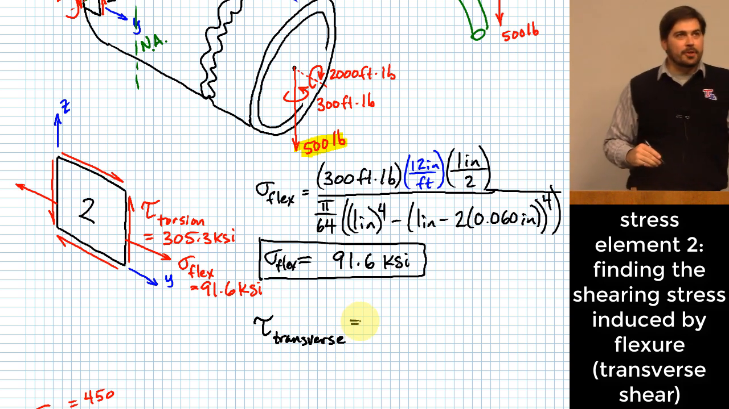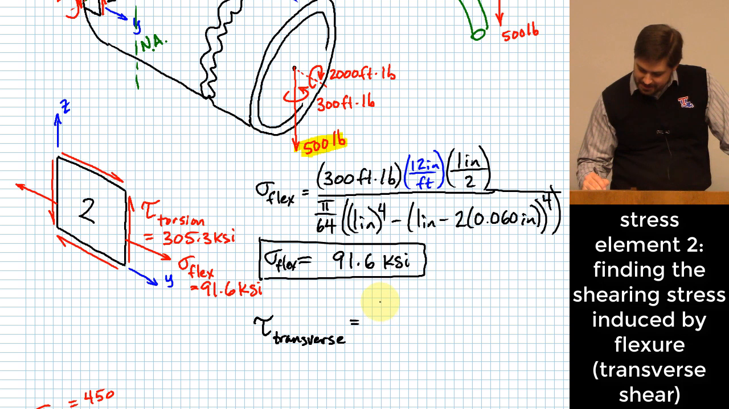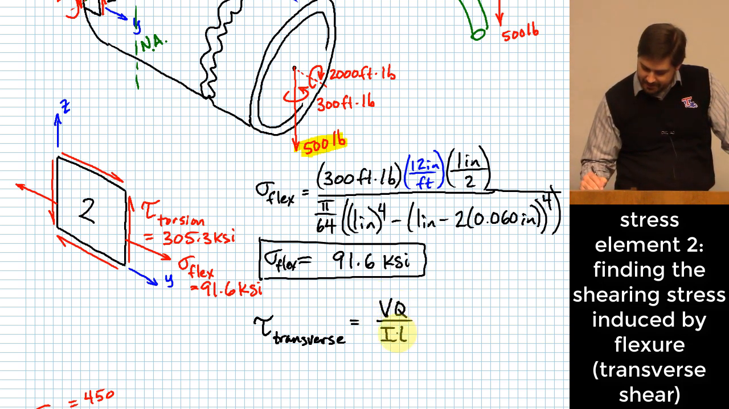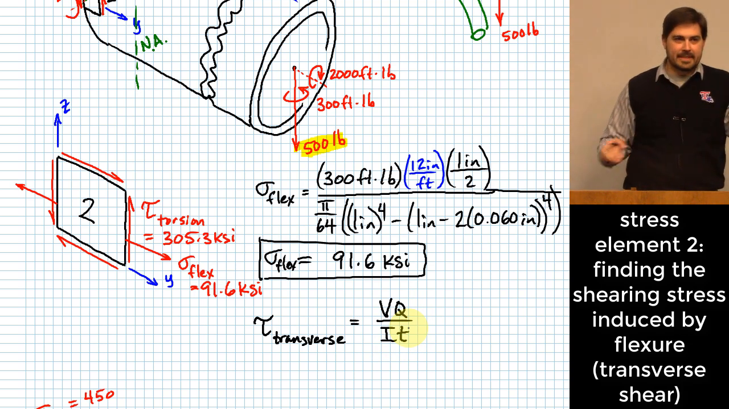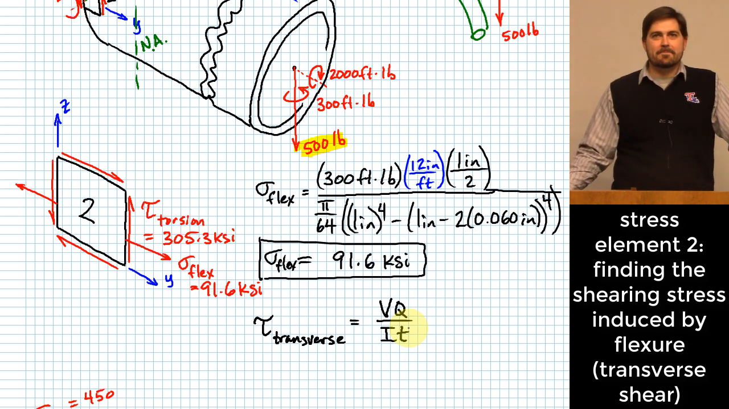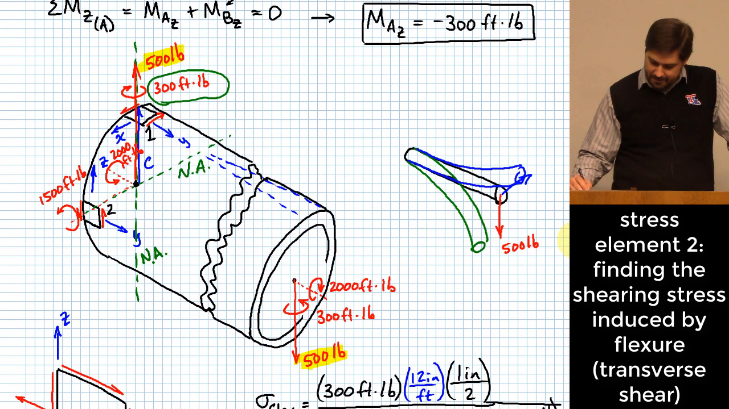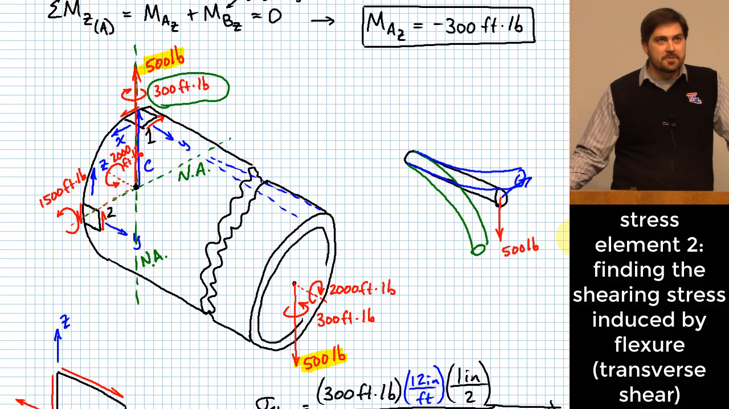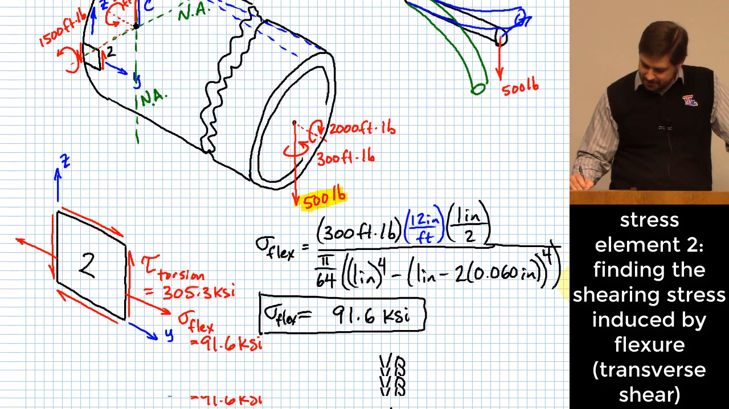Okay. The formula for it was, you probably remember seeing something like this, VQ over IT. Anyone remember something like that? Okay. And most everything in this formula is not too offensive. What's V? V is just the shearing force. And so for our problem, shearing force would be what? 500 pounds. Okay. So that's not too offensive.